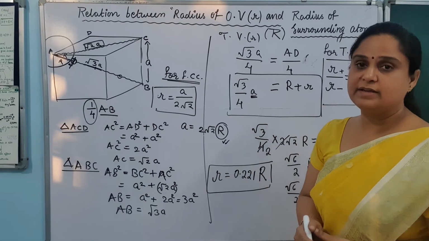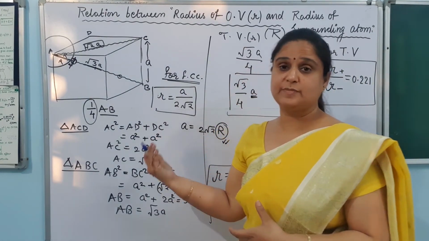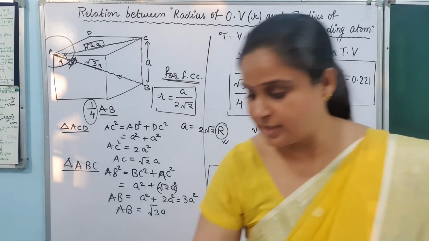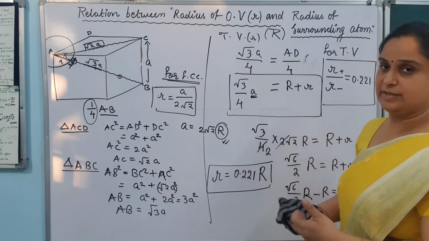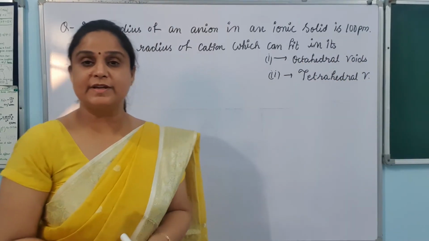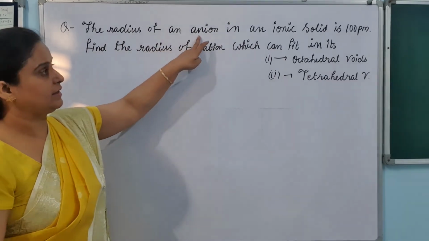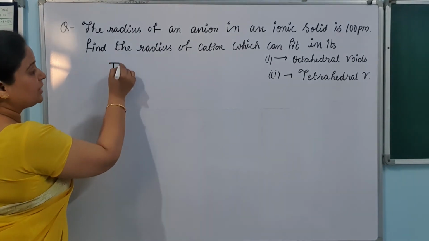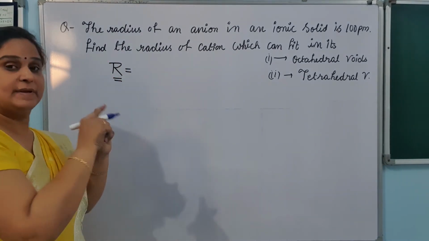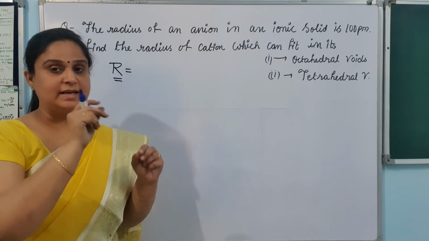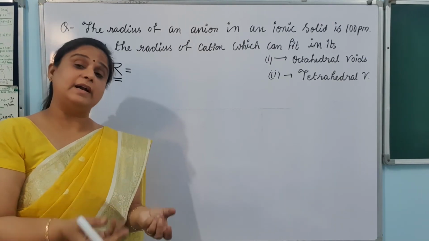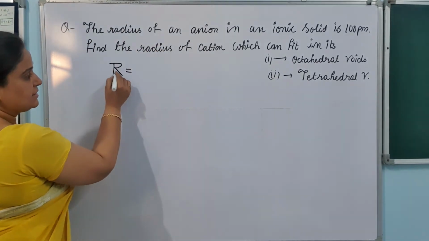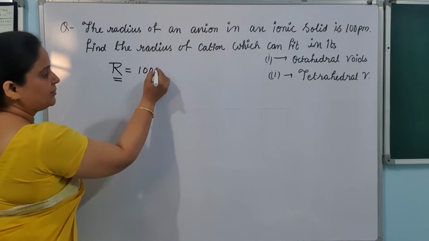One numerical we are taking here, to see which type of questions may be asked from this particular part. So let us see one question related to this topic. Here I am writing down one question and we will attempt it together. The question is that the radius of an anion in an ionic solid is 100 picometer. The anion's radius is given to you, meaning capital R, because anions make the lattice points of the crystal, and the cation is going to fit into the voids. So the anion radius is capital R, which is 100 picometer.